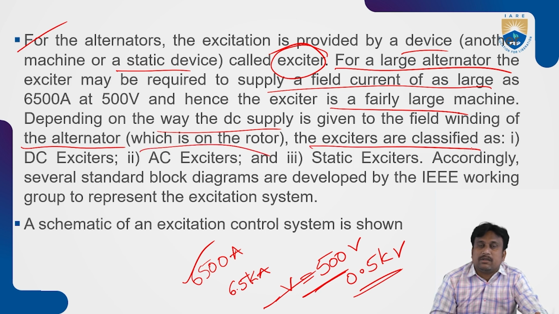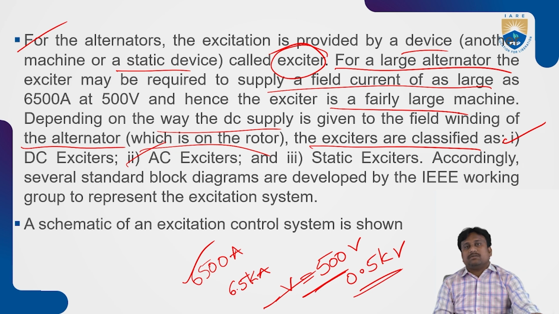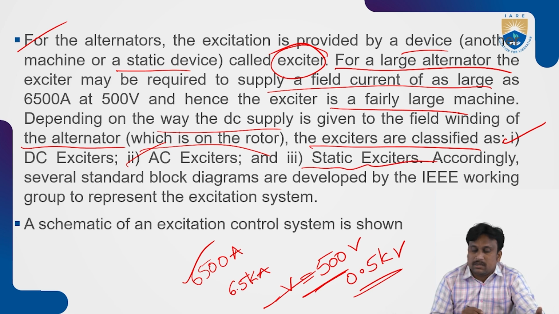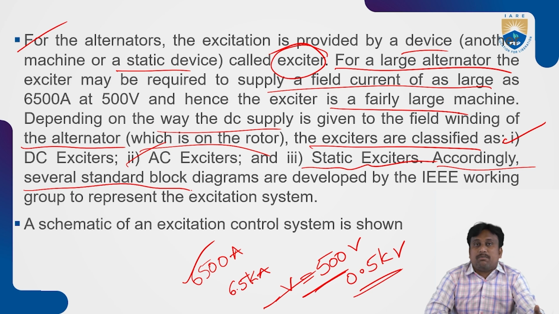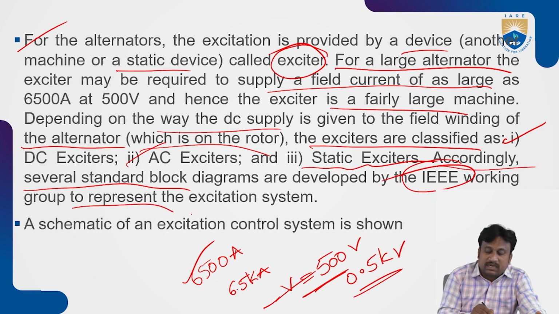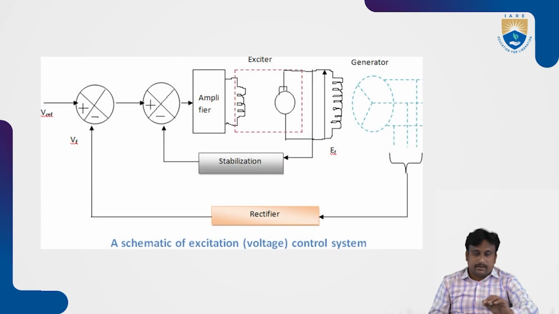So the exciters are usually classified as DC exciters, that is the first one, and AC exciters, the second one. What these DC and AC exciters are, we will see now. Another existing combination is called static exciters. Accordingly, several standard block diagrams were developed initially by an IEEE working group to represent the excitation system. That is shown here as a schematic model of the excitation control system.